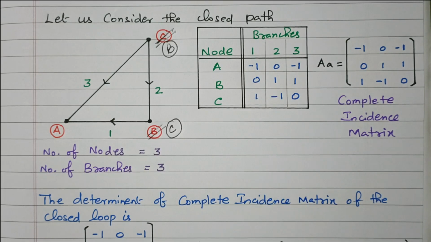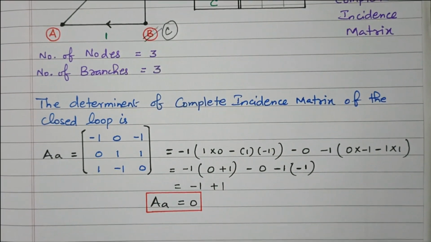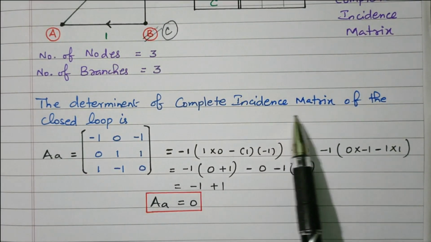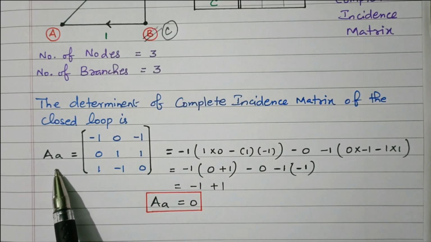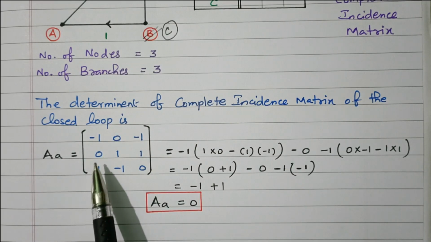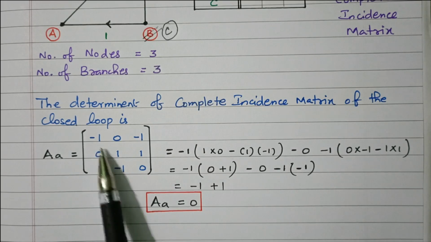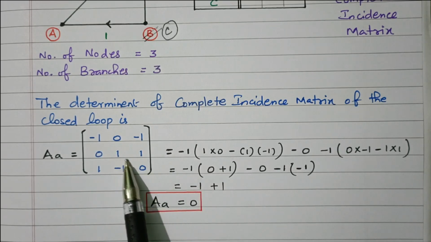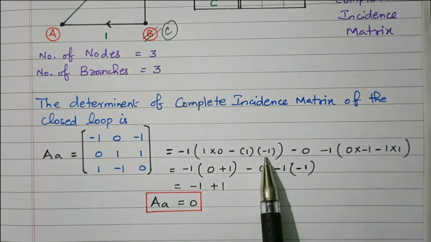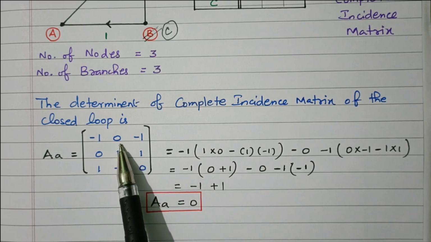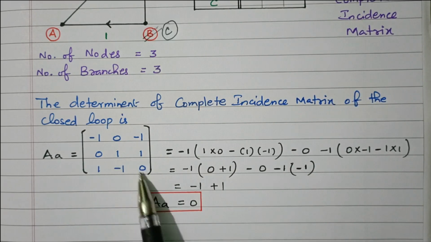Now we'll see the determinant. The determinant of this matrix should be 0; that we need to prove. The determinant of the complete incident matrix of the closed loop, A_a refers to the complete incident matrix, and A means the reduced incident matrix. So this is the matrix available. We need to find the determinant. -1 into (1 into 0 minus 1 into -1). This value is already 0. Anyway, we need to put minus because of the interchange.